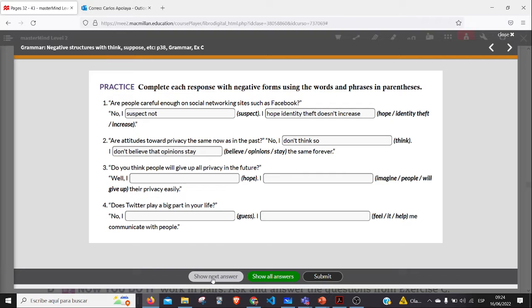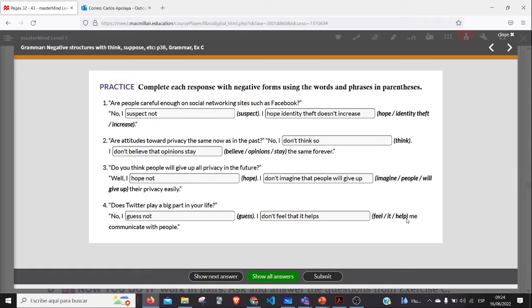So we have the answers here. So the first one, I suspect not. Check. I hope identity theft doesn't increase. Check. Lo pusimos también. Doesn't. I don't think so. Perfect. I don't believe that opinion stays. I hope not. I don't imagine. I guess not. I don't feel that it helps. Okay. Any questions up to this point? Perfect.